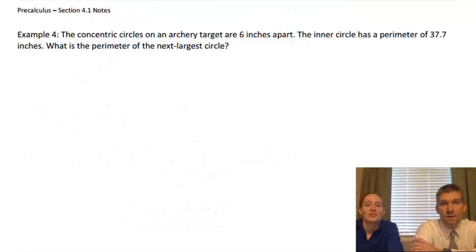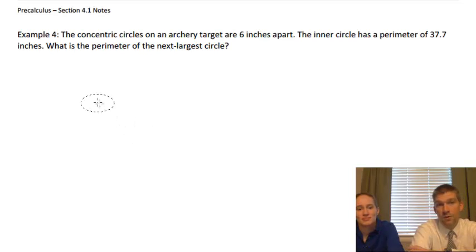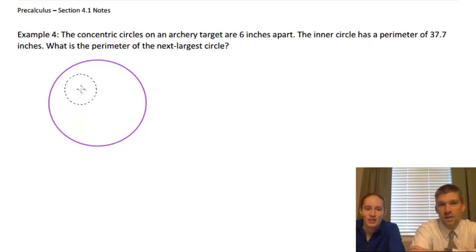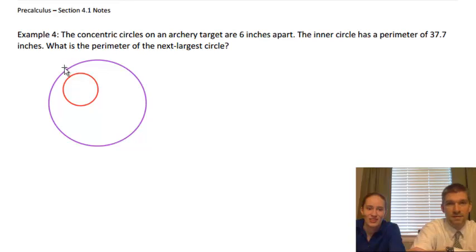Arc length. The concentric circles on an archery target are 6 inches apart, and the inner circle has a perimeter of 37.7 inches. What is the perimeter of the next largest circle? When we're talking about circles, the perimeter has another name. What do we call the perimeter of circles? Circumference.